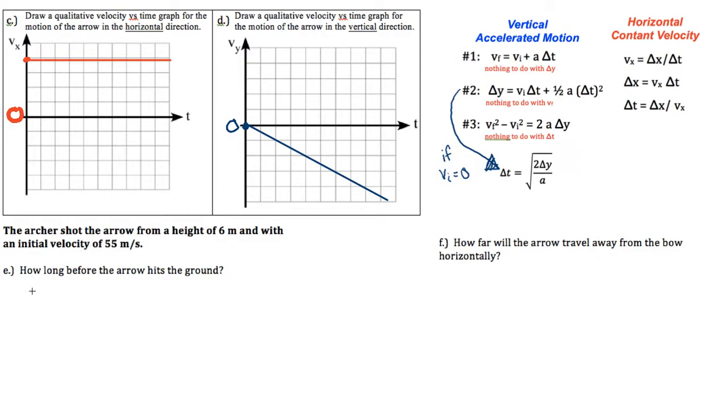Well, in this problem, they told us that it's being shot horizontally. Here, they gave us that speed. It's being shot horizontally at 55 meters per second. That is only the speed horizontally. Vertically, so our velocity initial in the y direction, we just did it up here. It starts at 0.